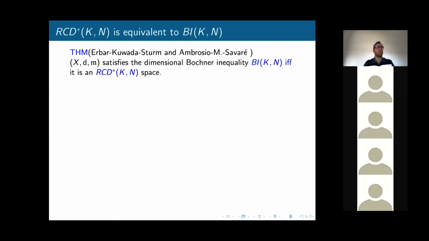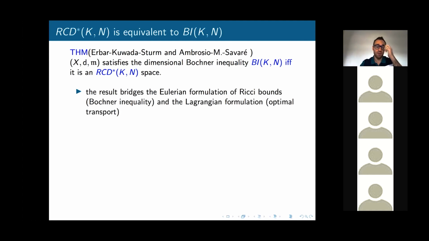Now, what is the relation with the RCD? It was proved in two independent papers, one by Erbar, Kuwada and Sturm, and the subsequent and independent one by Ambrosio, myself, and Savaré, that the Bochner inequality is equivalent to the RCD*(K,N) condition. So a metric measure space satisfies the dimensional Bochner inequality if and only if it is an RCD*(K,N) space. I mention that this result is bridging two formulations of Ricci curvature which are very different in spirit.